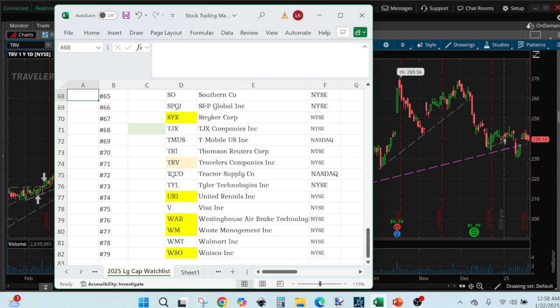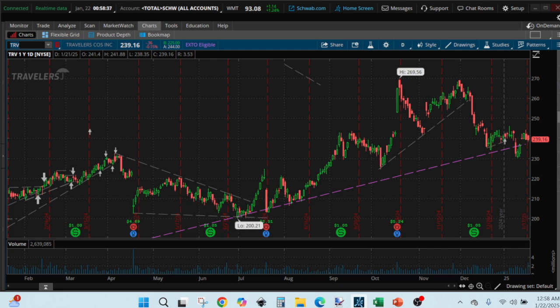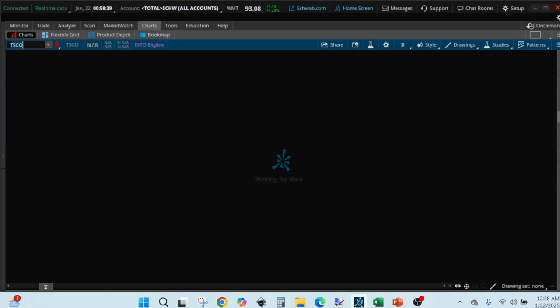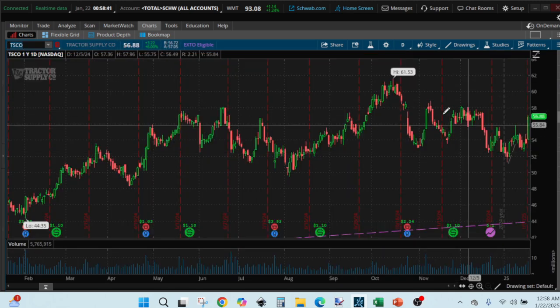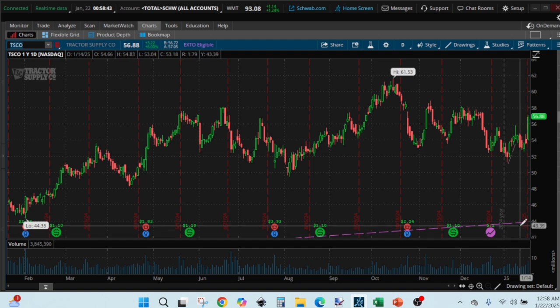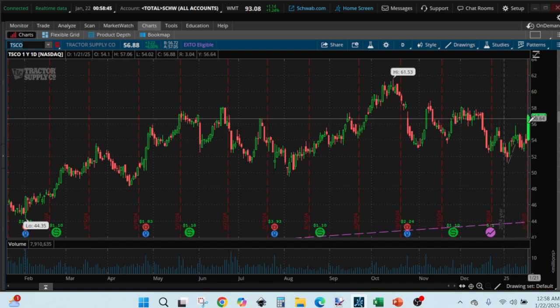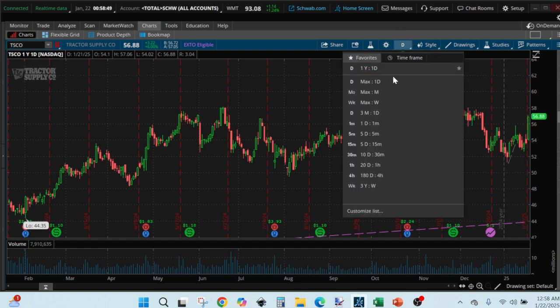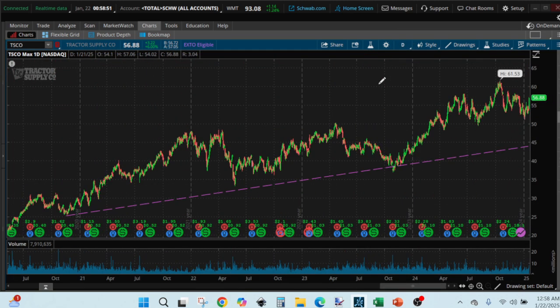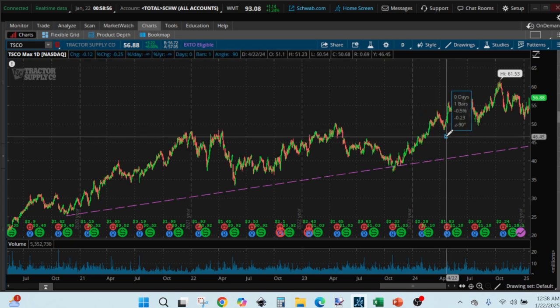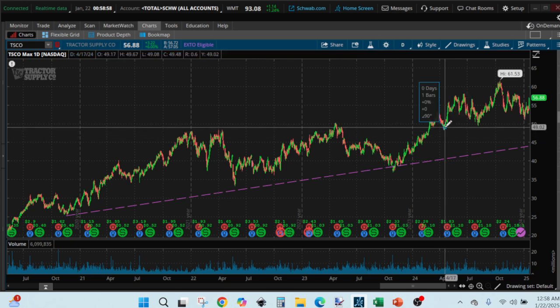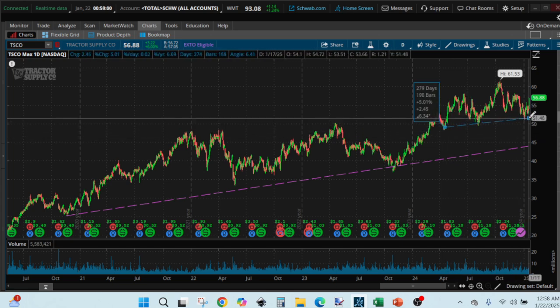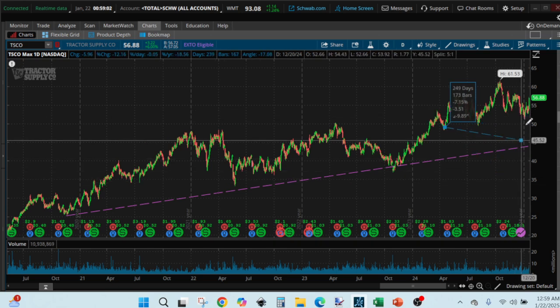The next one is TSCO. So TSCO, we like to buy at this line. Yesterday the price went up. That's quite a big price bar. On a maximum daily chart, we can see it seems to be following this line at the moment.